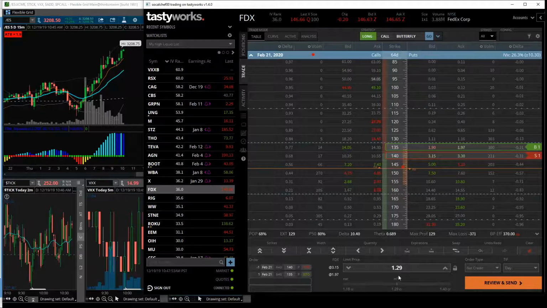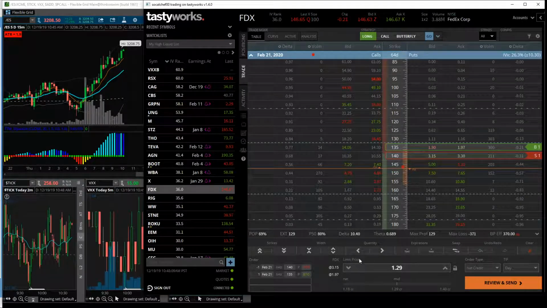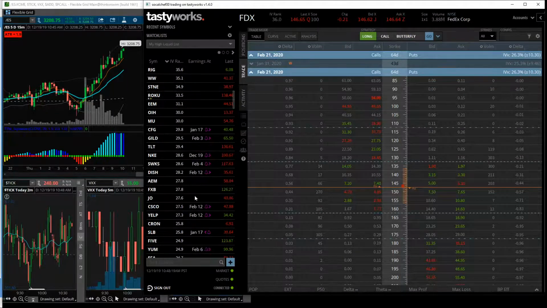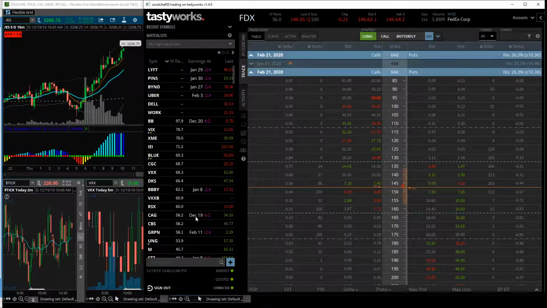You can see here that the credit is only $1.29. That is a far cry from the $1.65, but it is right above $1.25. So this would be the absolute minimum I would take, but ideally, you want more credit. Low IV: the IVR is 36, the weekly only is 26, so there's not a lot of credit in here. Let's see if we can find one that's got higher IV.